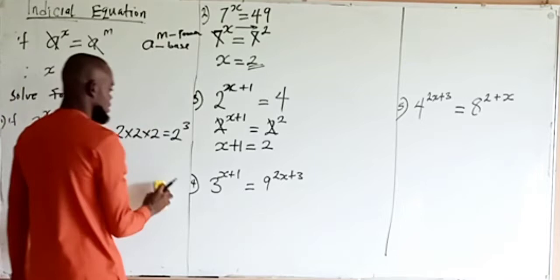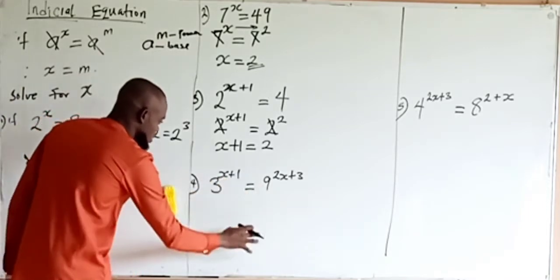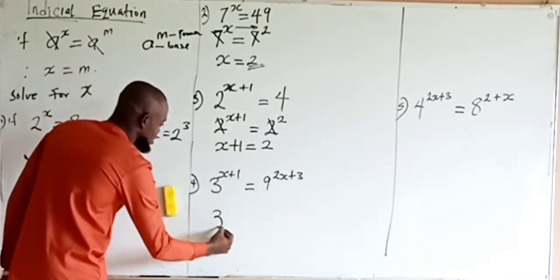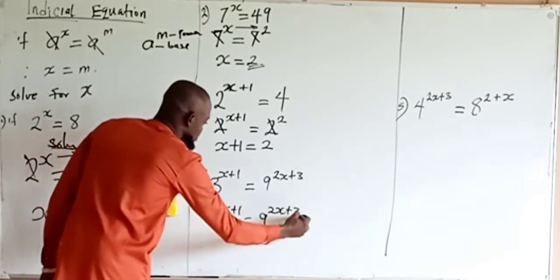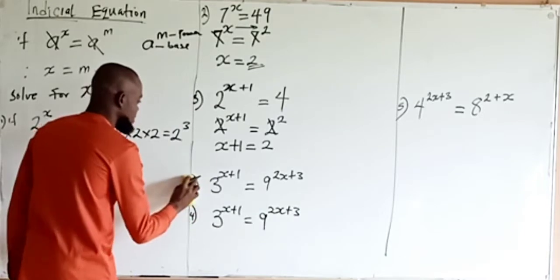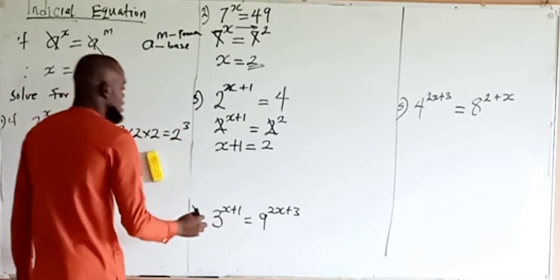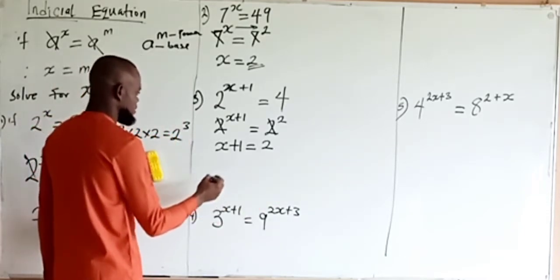So that's the next thing I'm going to do here. Now let's shift this question downward. 3 raised to power x plus 1 is equal to 9 raised to power 2x plus 3. Let's shift downward so that we'll have space to finish our question.